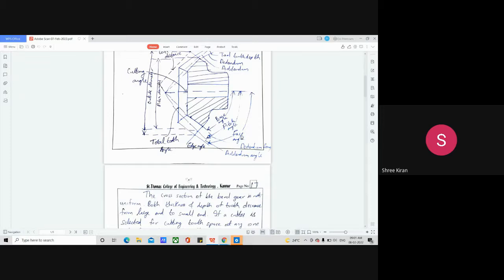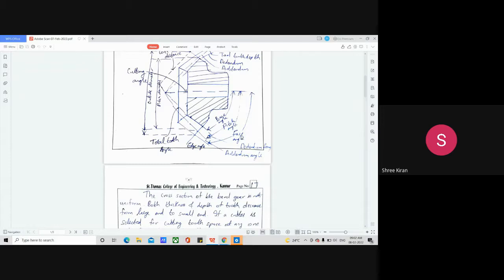So normally, if a cutter is selected for cutting tooth, in the case of cross section, the cross section of the bevel gear tooth is not uniform. Both thickness and the depth of the tooth decrease from the large end to the small end.